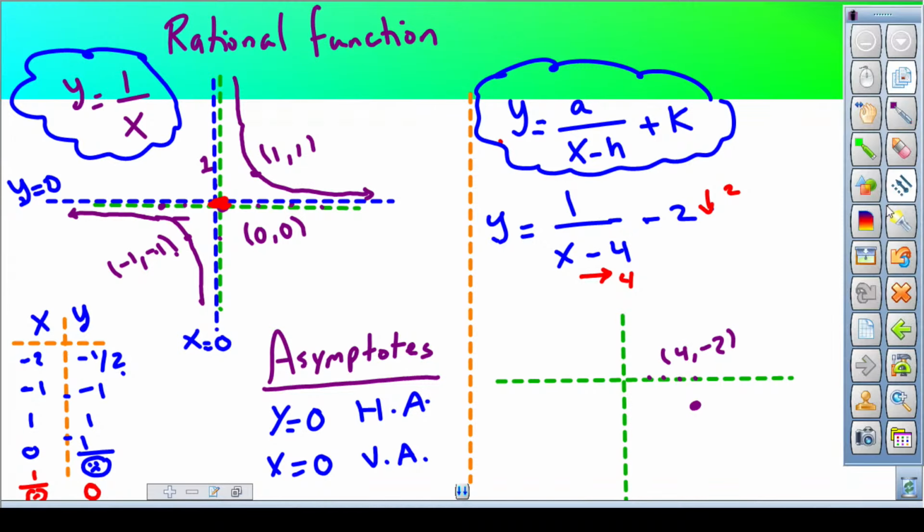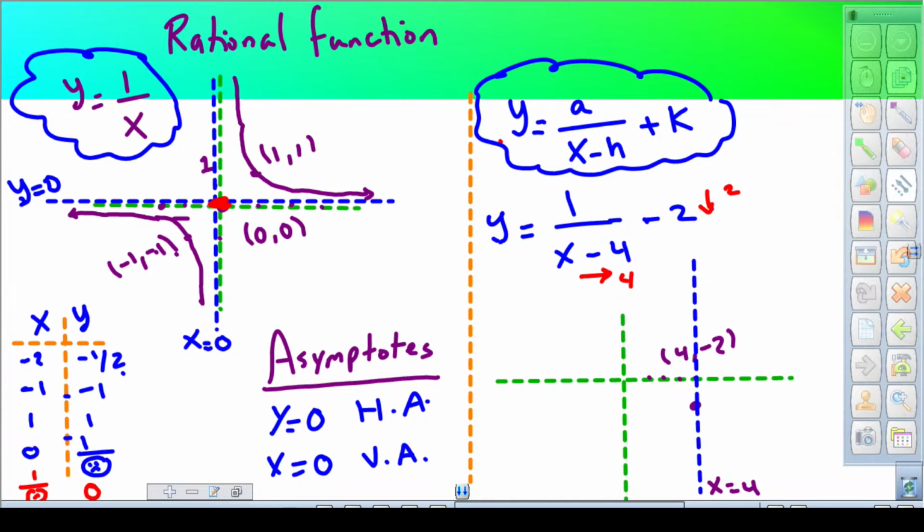I will also not forget that I have asymptotes. Don't forget the asymptotes because they help you graph. So at the top of this, I have my asymptote, which actually goes through the h part. So I'm going to go through the 4, x equals 4. That's a vertical asymptote. And the other one is going to be at y equals -2. I would go to the -2 and also have a horizontal asymptote.